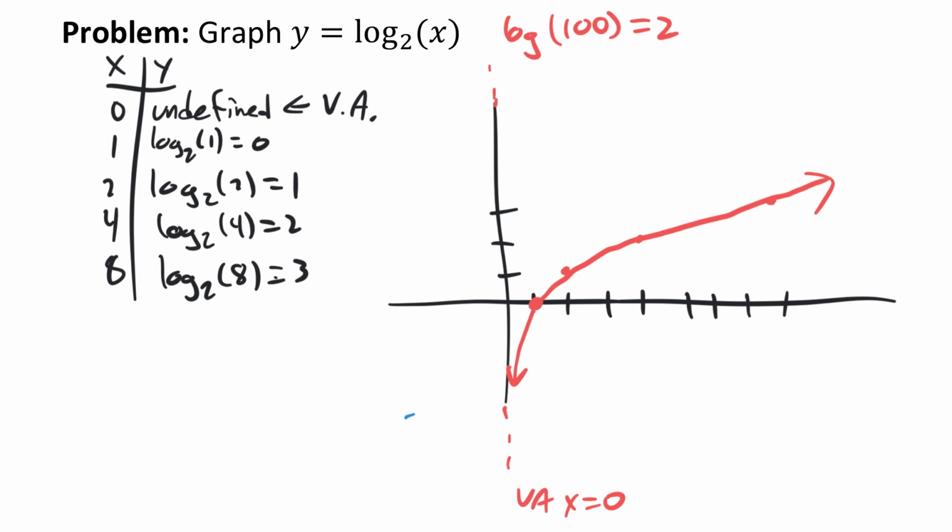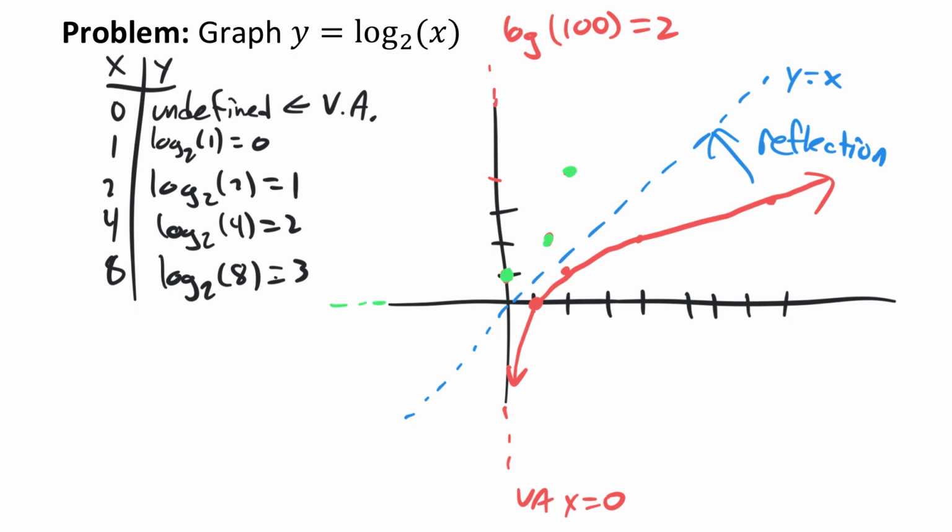What I'm going to do is draw this. This is the line y equals x. And if we were to reflect this line over, we would have a graph that looks like this. There'd be a point, instead of at 1, 0, it'd be at 0, 1. Instead of 2 and 1, it'd be 1 and 2. Instead of 4 and 2, it'd be 2 and 4. The asymptote that was vertical would now be horizontal. And we would end up with a shape like this.